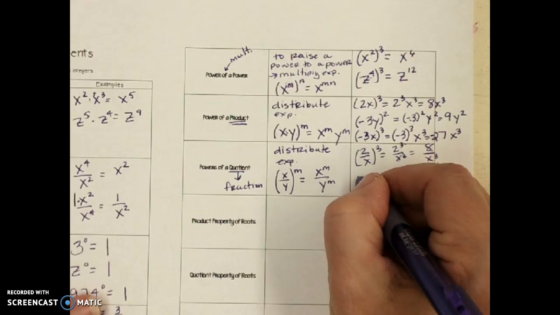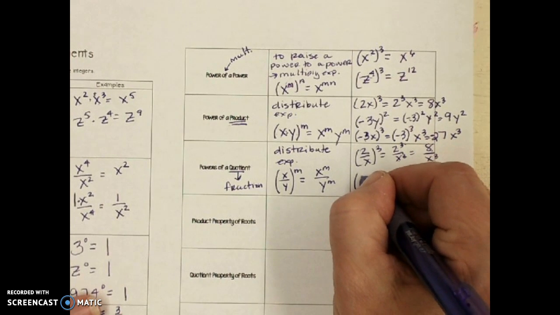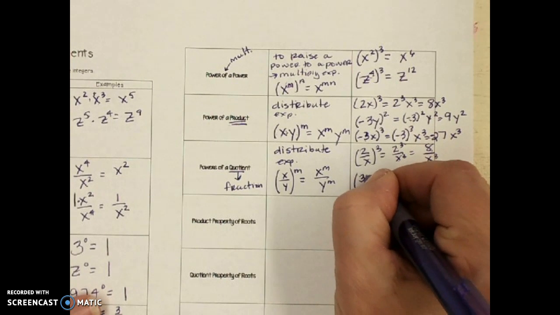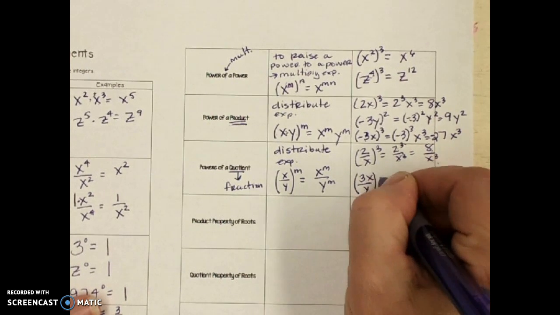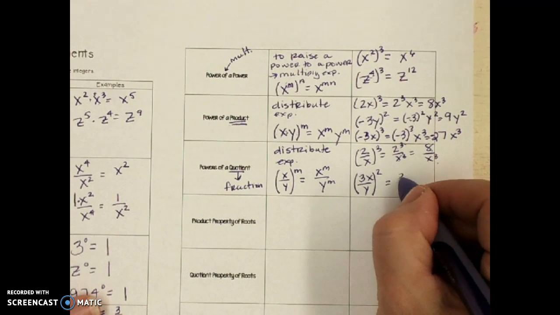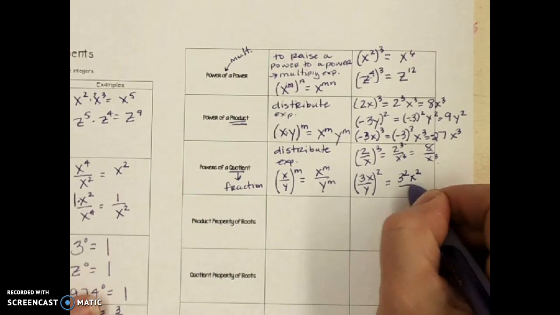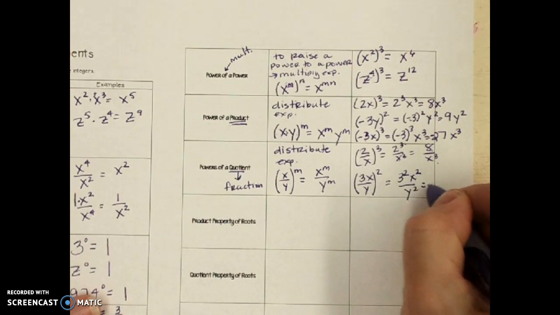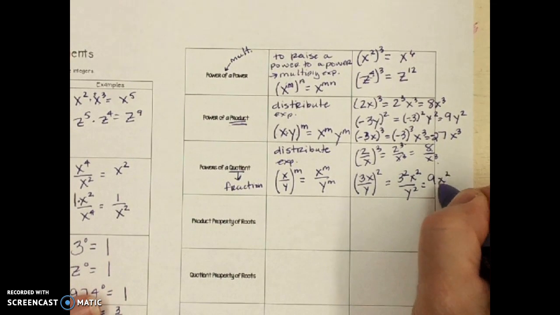Even if I had, I'm going to mix this up just a little bit because we're going to start doing that anyway. If I had 3x over y raised to the second power, everything in there, the 3 is going to be squared, the x is going to be squared, the y is going to be squared. So I have 9x squared over y.